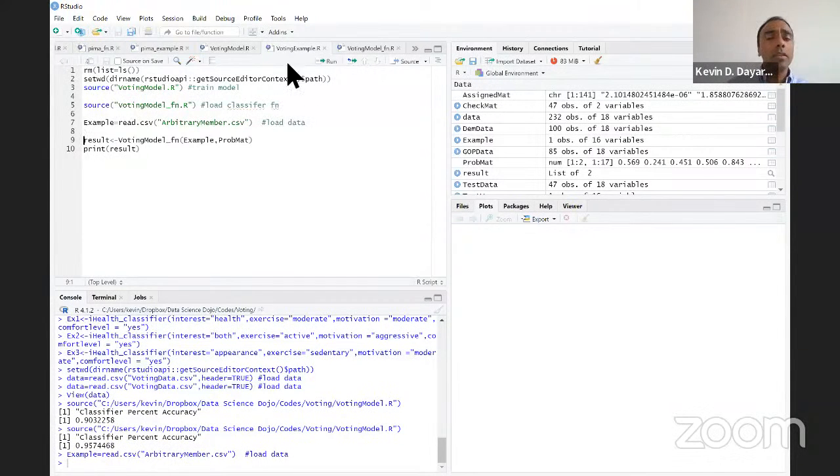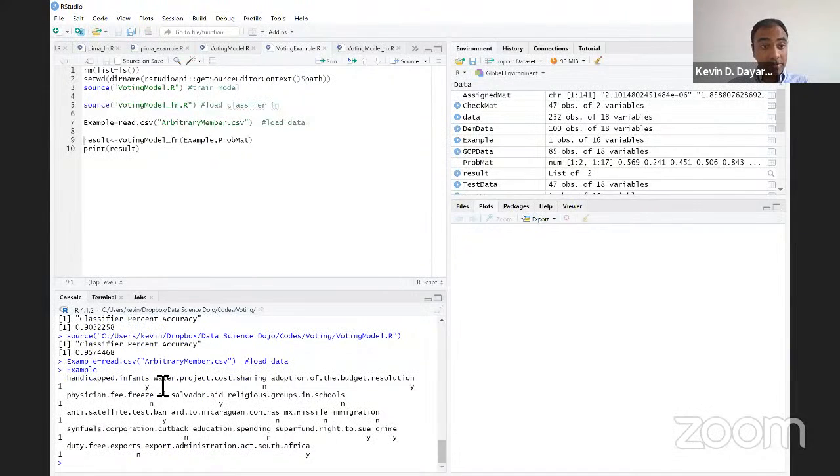I have this other example, voting example.r, and you have the codes as well. Here is a hypothetical member, and I just made up this data. They voted yes on this bill, handicapped infants, no on the water project cost sharing bill, and so forth. What party does this model think that they belong to?